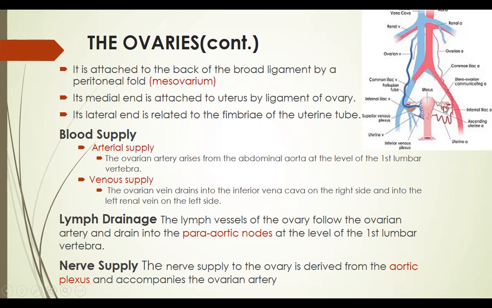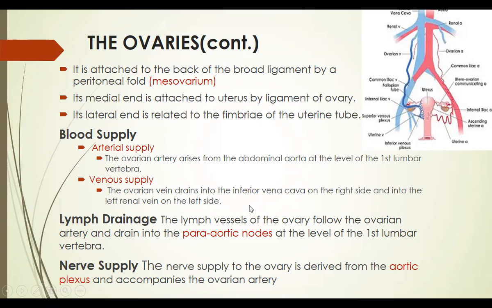So here also, because of the backflow, there can be varicosity, a varicocele on the left side, more common even in the female. Okay, so this is the blood supply: arterial supply from the ovarian arteries, and venous drainage through the ovarian veins.